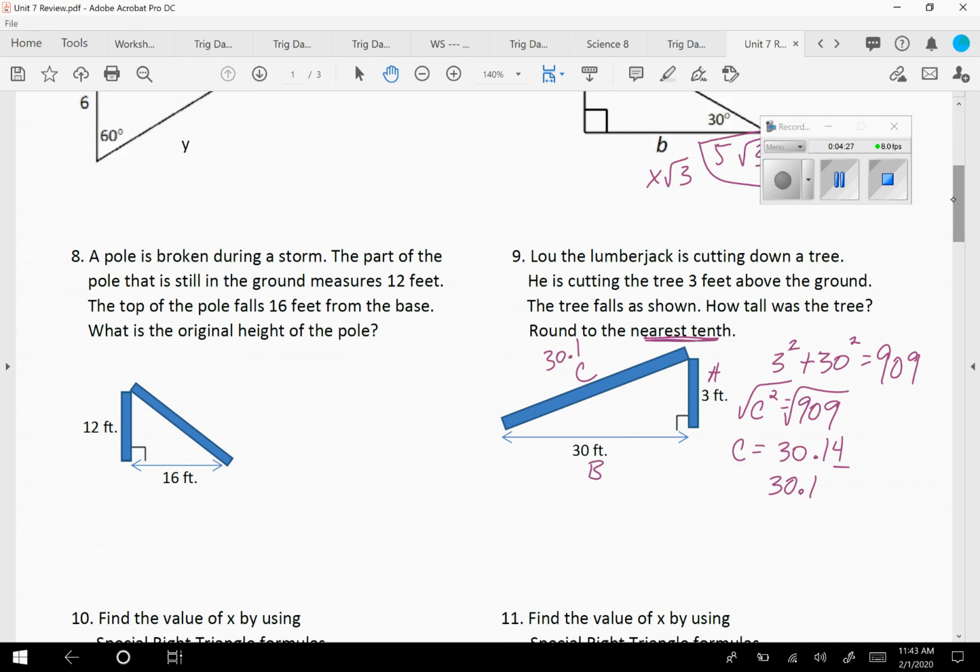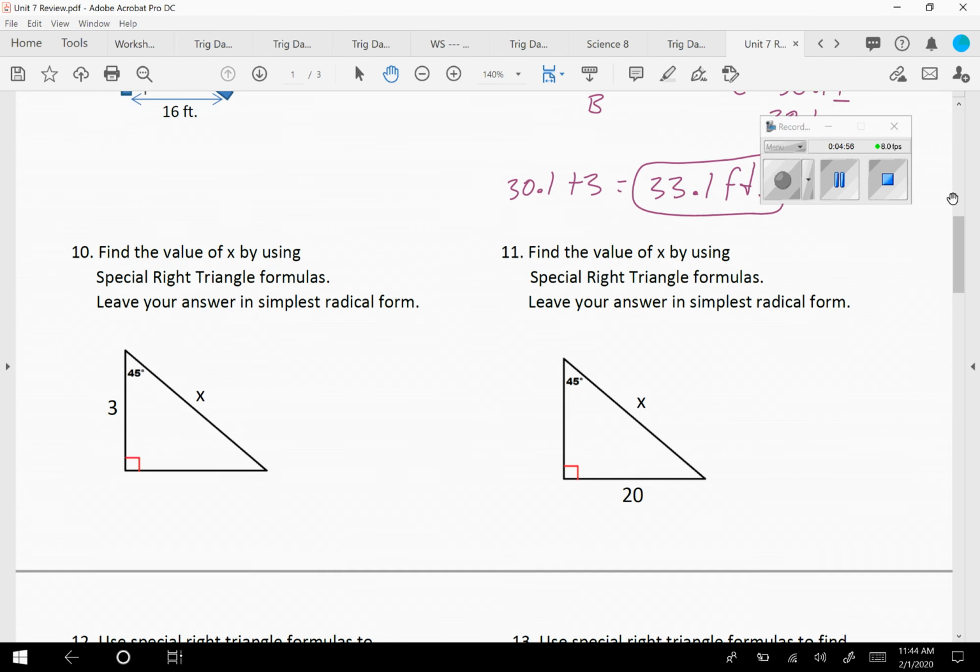Now it says, how tall was the tree? So that means how tall was the tree before it was cut down. So what you got to do is take the part that's been cut down and add the part that was standing up still, and then you'll get it. So 30.1 plus 3, 33.1 feet. There we go.